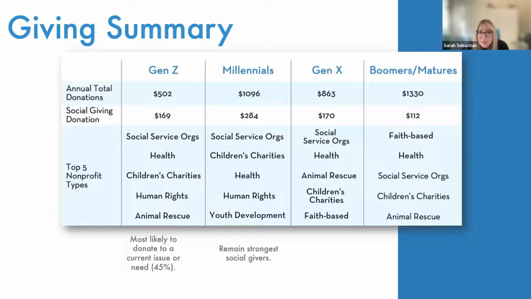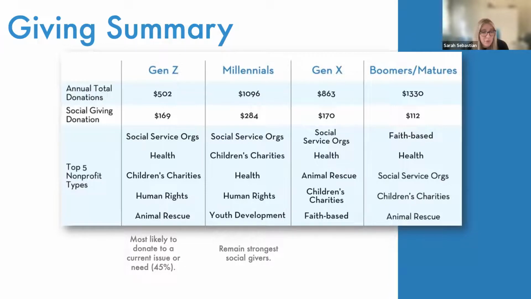In the 2021 study, we actually dubbed millennials the caretakers of the pandemic because of their high social donations and annual donation totals. So even with a little bit of a drop, they remain the strongest social givers, and their annual donation amount is second only to boomers and matures.